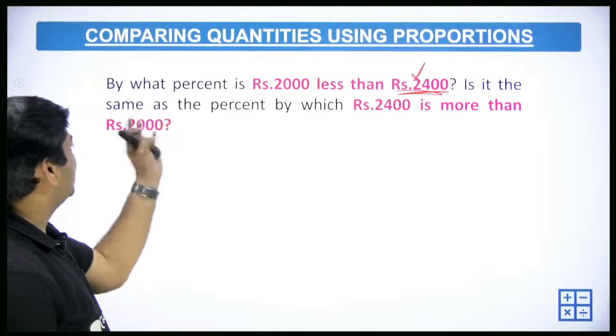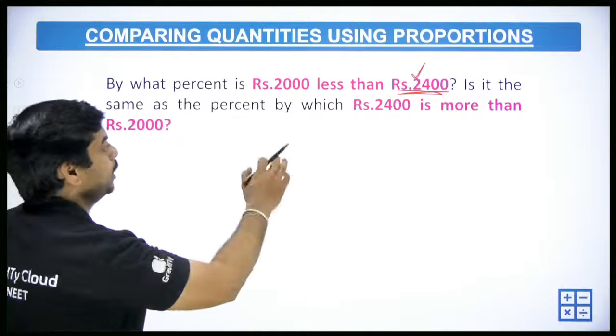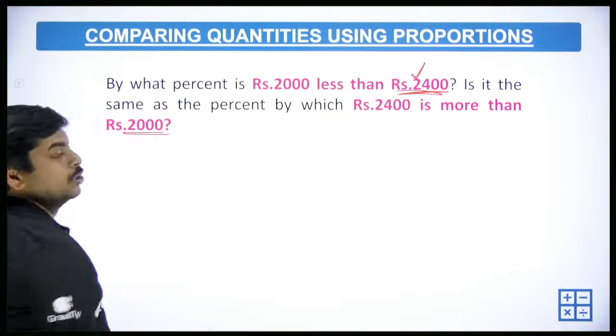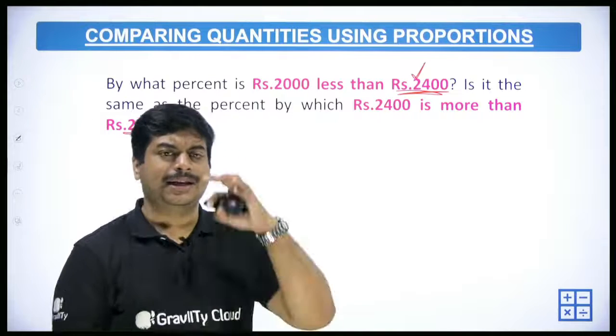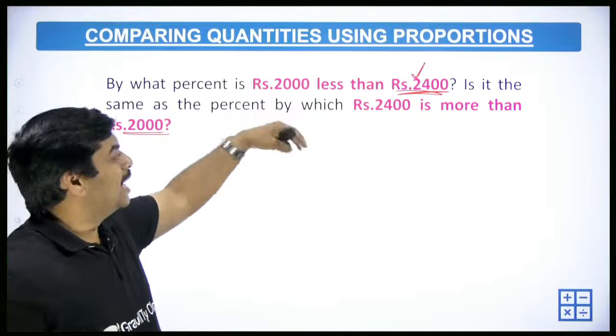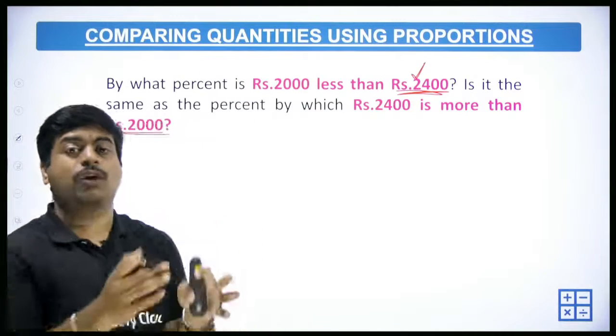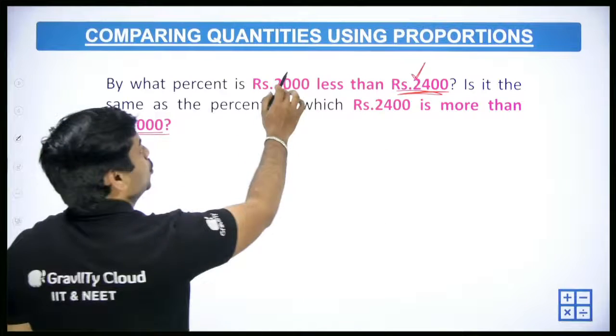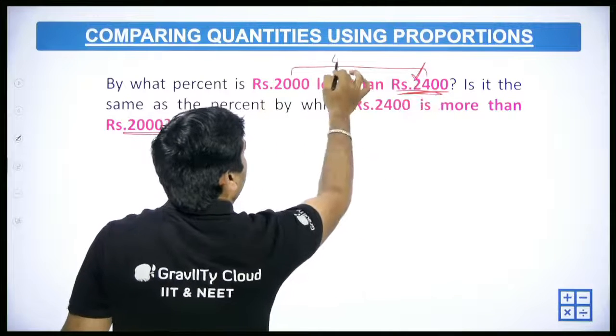Next, is it the same as the percentage by which 2400 is more than rupees 2000? So now we need to compare with this quantity. You need to understand the mathematics properly, and the English wording properly. 2000 less than what? What is the actual quantity? 2400. That is the main thing. So what is the difference of these, 2400 minus 2000? It is 400.